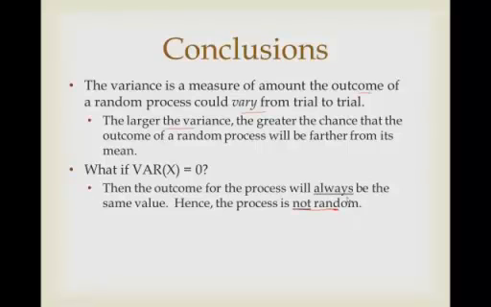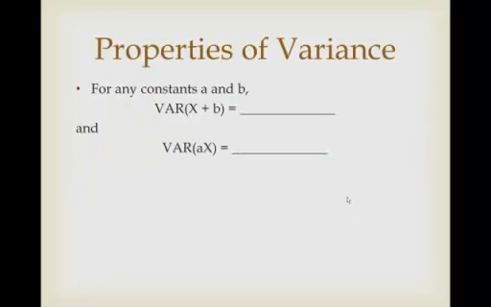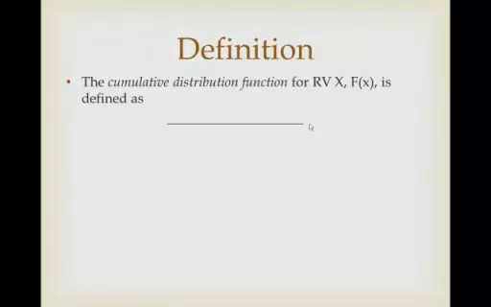So for any constants a and b, we can say the variance, this is a little bit different than the mean. The variance of x plus b is just going to be the variance of x. And the variance of some value a multiplied by x actually turns out to be a squared times the variance of x. Now, we want to lastly come up with the definition of the cumulative distribution function.